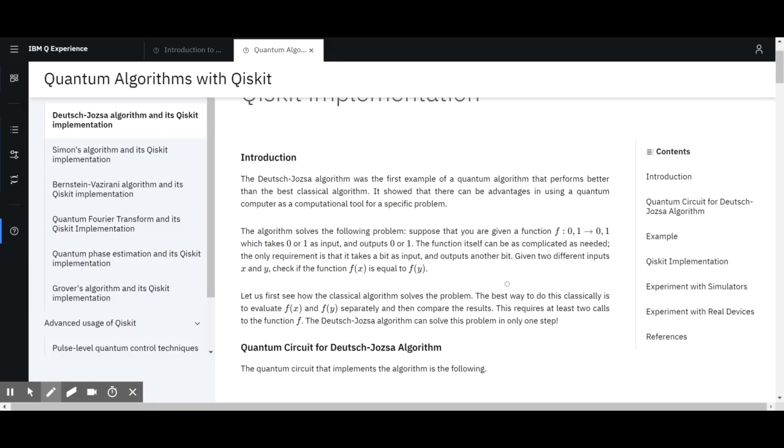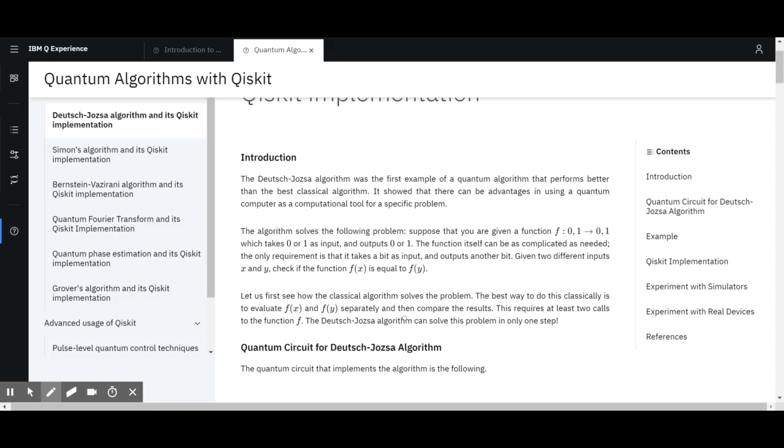Okay. So I sense it's still going to be a bit abstract, maybe not an actual problem, but we'll see. Maybe that will help me connect a couple of dots here and there, and then get something out of it. Given two different inputs, x and y, check if the function f(x) is equal to f(y). So that's the problem, I guess.